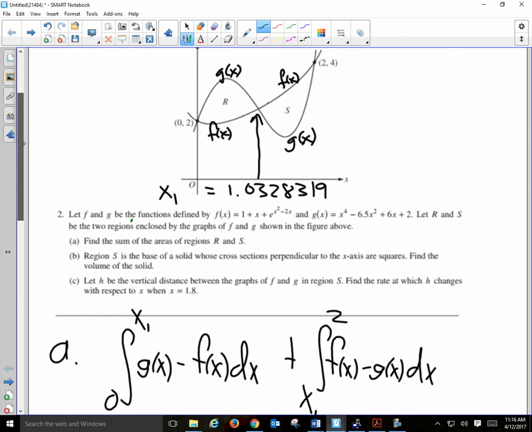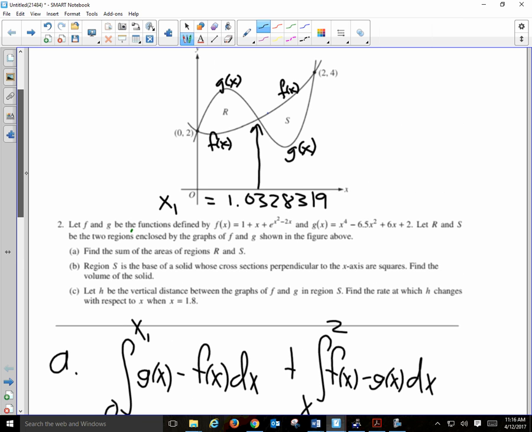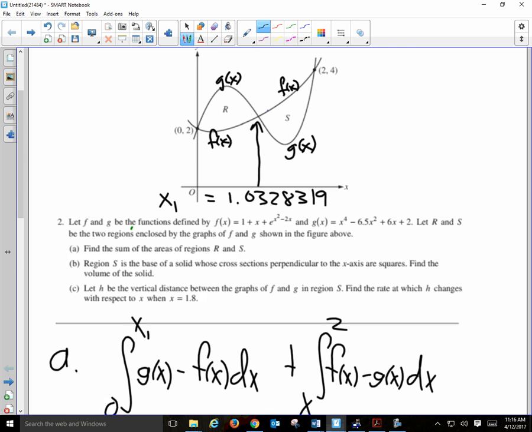Problem B. This is new. This is where you really need to focus, and this problem is not that bad. All right? It says that you are going to take region S as the base of a solid whose cross sections perpendicular to the x-axis are squares. Find the volume of the solid. So what's going to happen is you are going to cut this thing like this, and as you cut it, you get a slice. And this is the bottom, but the top, it has 3 dimensions to it. It's actually coming out at us.